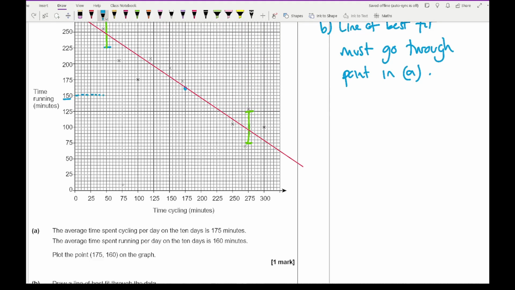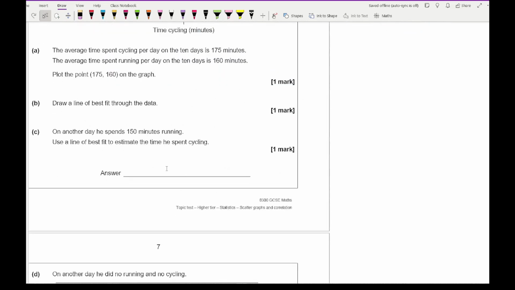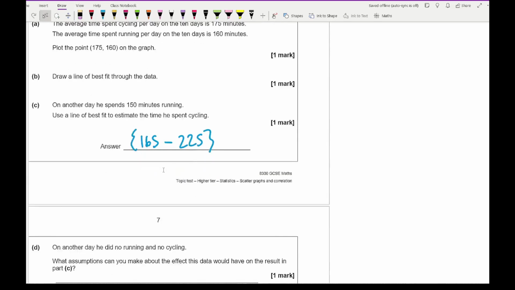And then what I need to do, and you need to do this on your line of best fit, is go horizontal till it hits your line of best fit and then move down. Now in terms of acceptable answers, as long as you've drawn your lines on your scatter diagram, which is really, really important, make sure you're doing those horizontal and vertical lines. Any answer that's used from your line of best fit that's between 165 and 225 would be accepted.